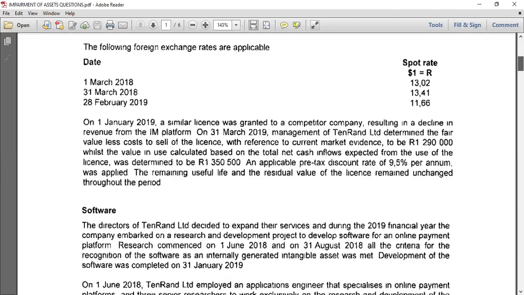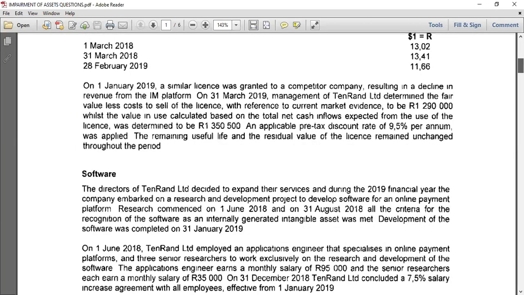Last week we dealt with the theory on determining the impairment of assets. So today we want to be able to determine our impairment.